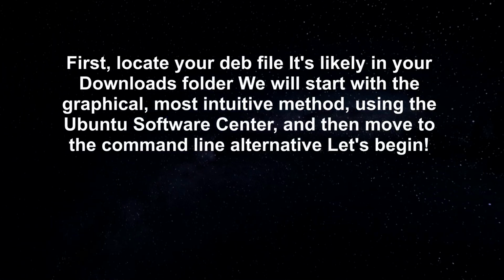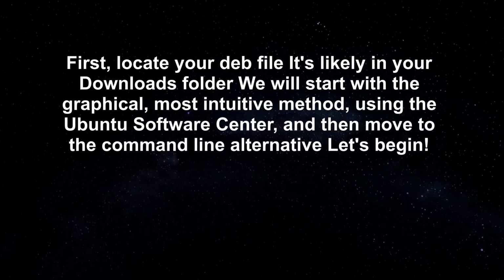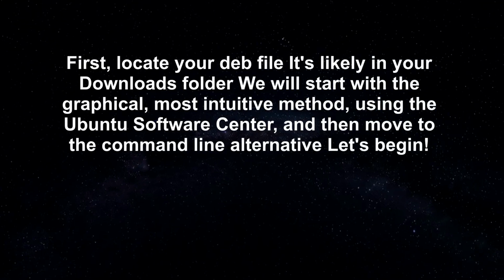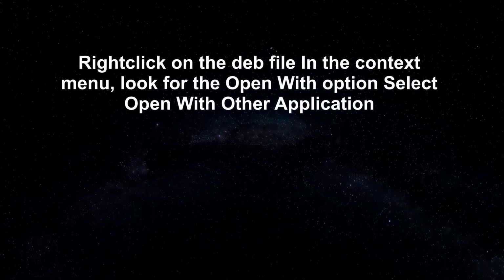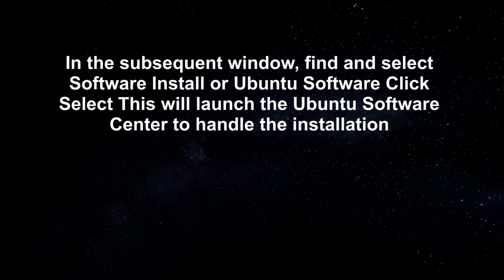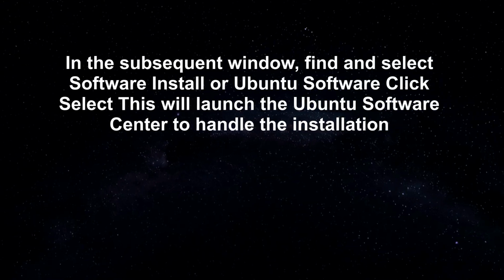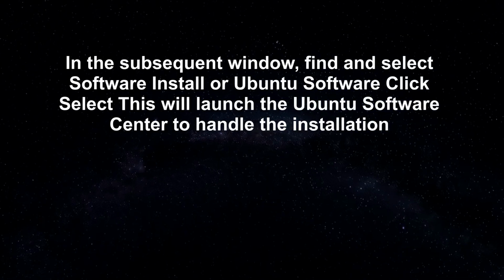We will start with the graphical, most intuitive method, using the Ubuntu Software Center, and then move to the command line alternative. Let's begin. Right-click on the deb file. In the context menu, look for the Open With option. Select Open with Other Application. In the subsequent window, find and select Software Install or Ubuntu Software. Click Select. This will launch the Ubuntu Software Center to handle the installation.